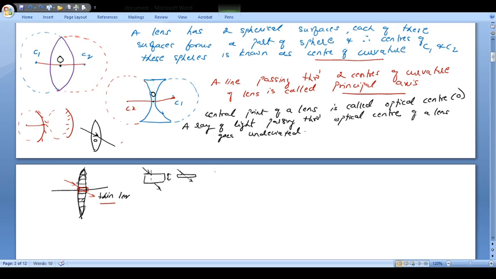Okay, now let's see what is aperture. Now see, if you have a lens, so this is the lens, right? Then you can see that this part, this diameter, this is basically a diameter of a circle.